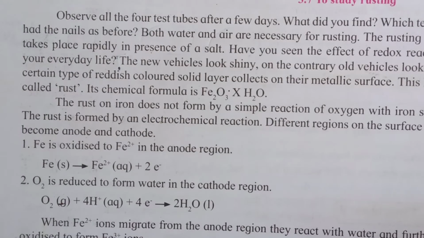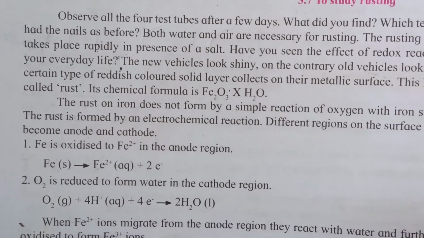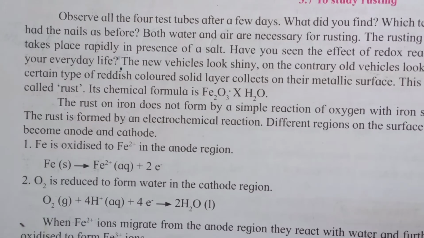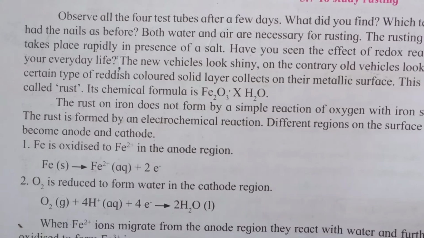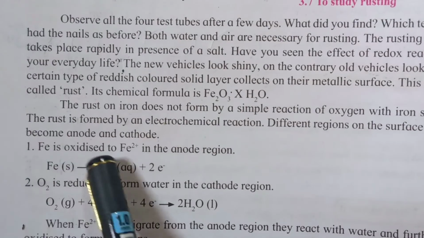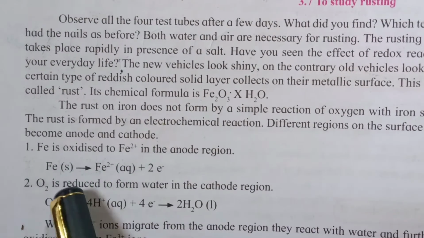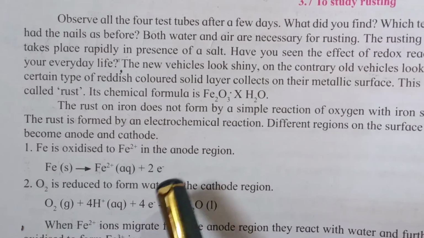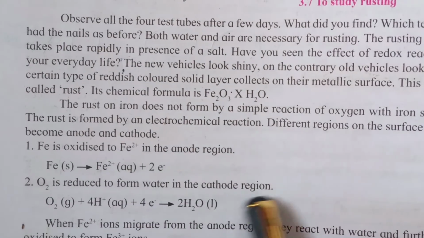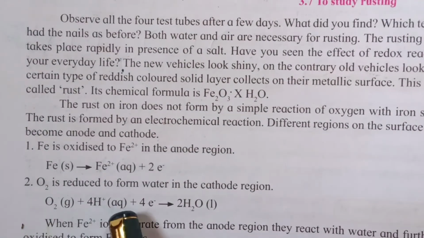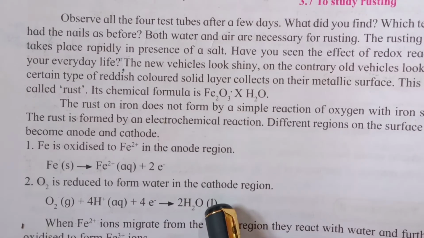Different regions on the surface of iron become anode and cathode. Means, as you know, the side with the positive charge is anode, and the side with the negative charge is cathode. So it becomes anode and cathode. So first, Fe is oxidized to Fe2+ in the anode region. Means Fe, which is solid, becomes Fe2+, which is aqueous, plus 2 electrons, and O2 is reduced to form water in the cathode region. Means O2 plus 4 H+ ions, which are aqueous, plus 4 electrons gives water.